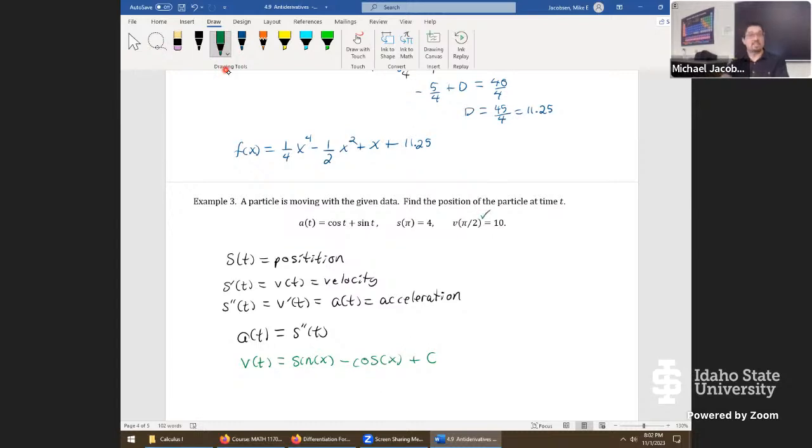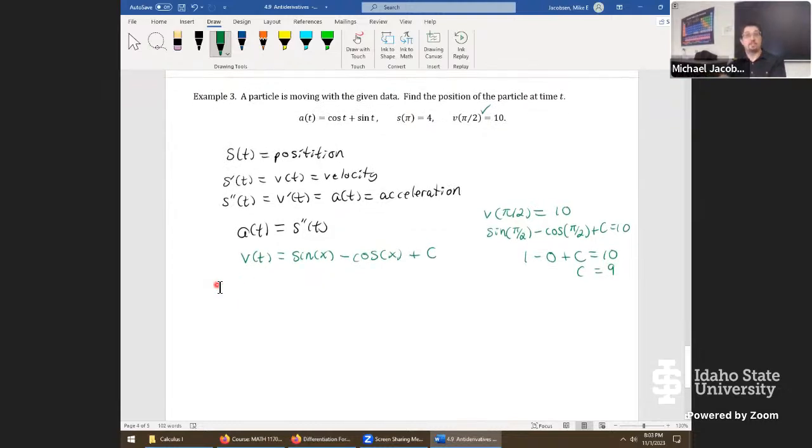Well, we have an initial value for velocity. Velocity at pi over 2 is 10. So let's work that equation. I'll just copy it here just to remind myself what I'm doing. I'm working this portion of the problem. That means pi over 2 goes inside sine and cosine. Sine pi over 2 minus cosine pi over 2 plus the constant c is 10. Now back to the sine function. Sine at pi over 2 is a 1. Cosine at pi over 2 is a 0. Plus c is 10. So we can subtract 1 from both sides, and c equals 9.